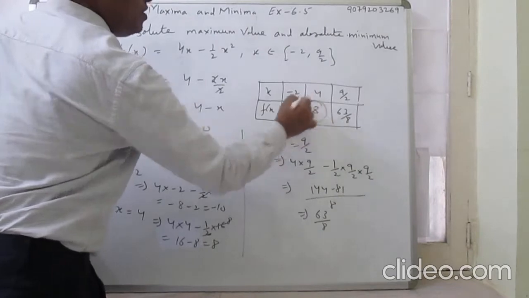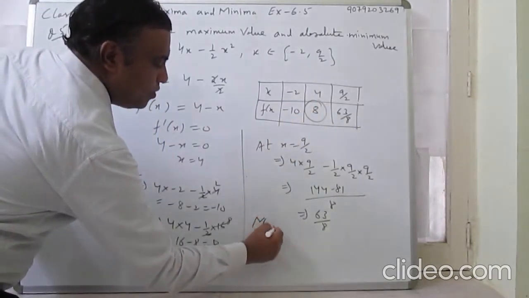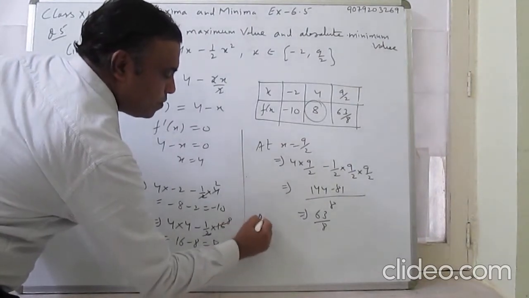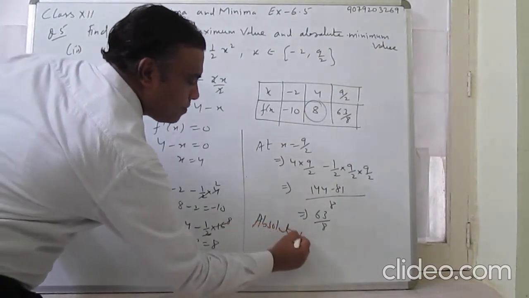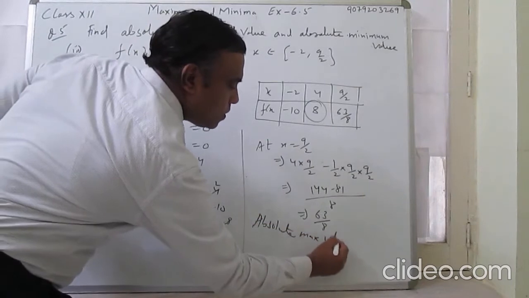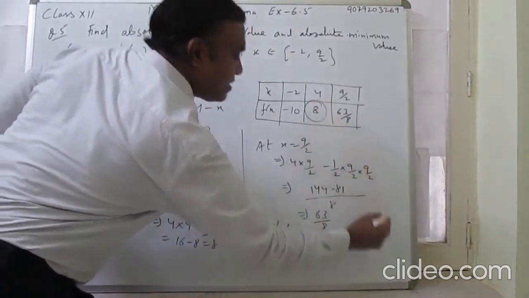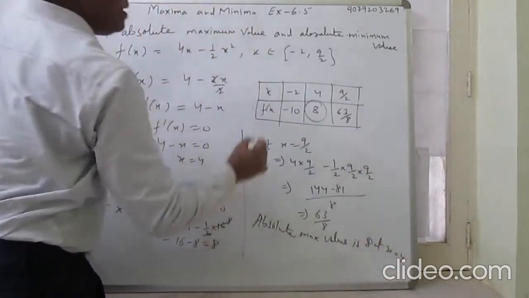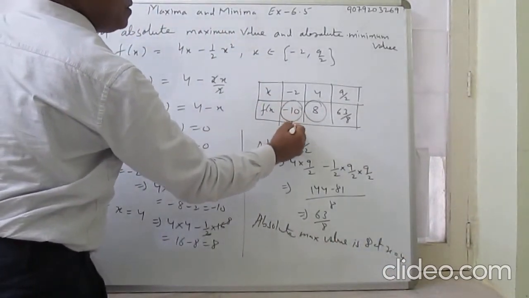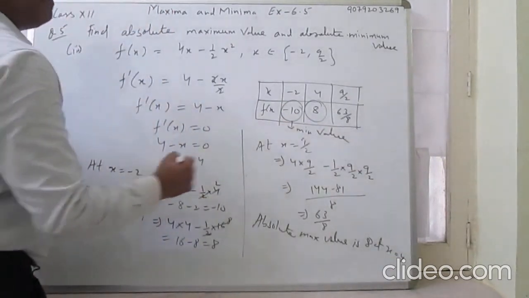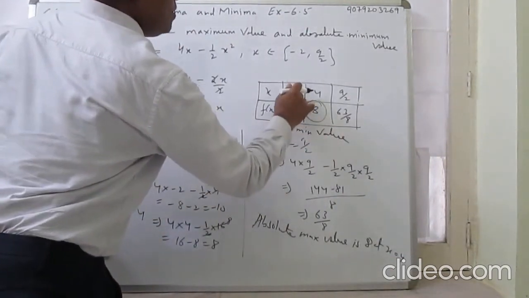So the maximum value is 8. Absolute maximum value is 8 at x is equal to 4, and this is the minimum value. Minus 10 is the minimum value at x is equal to minus 2.